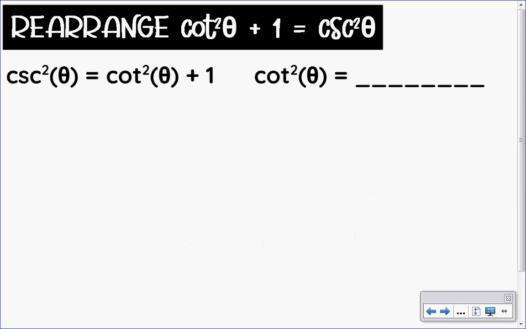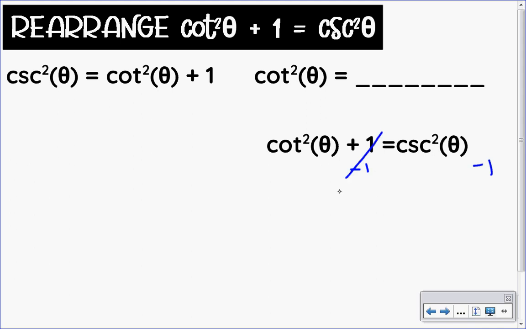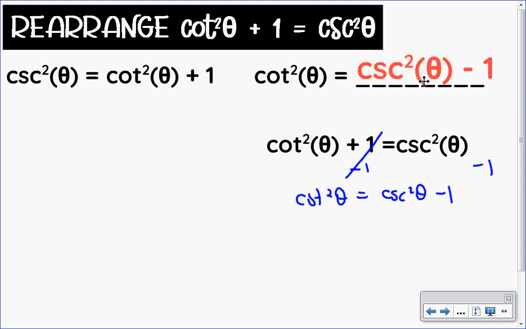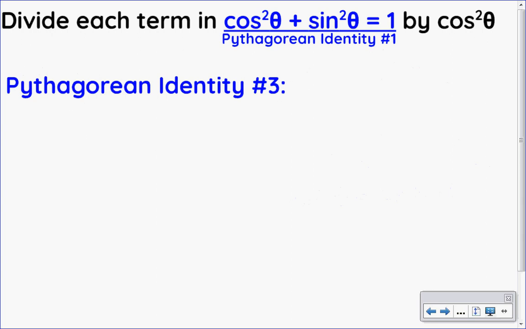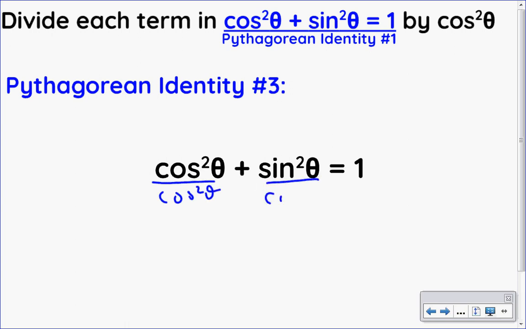All I have to do, since cosecant squared is already by itself, is rearrange this identity in terms of cotan squared. To get cotan squared by itself, I simply subtract 1 from both sides, and I get cotan squared theta equals cosecant squared theta minus 1. So anytime I see cotan squared plus 1, I can replace it with cosecant squared. Anytime I see cosecant squared minus 1, I can replace it with cotan squared. Now let's go back to Pythagorean identity number 1, and this time we will divide all of our terms by cos squared to come up with Pythagorean identity number 3.